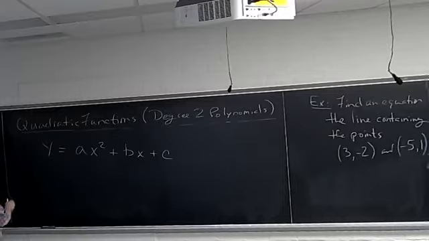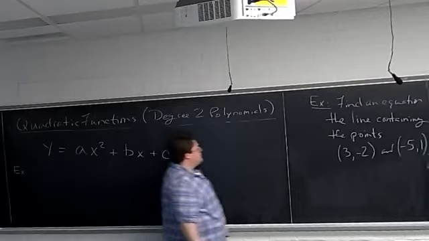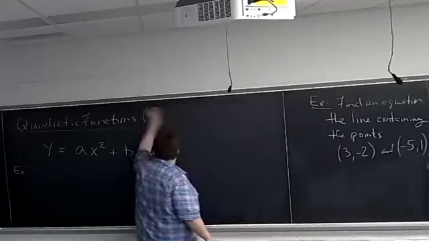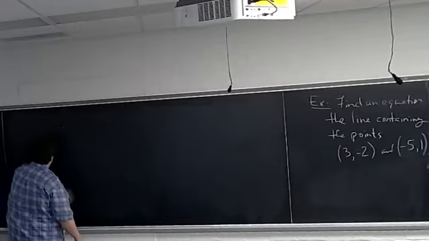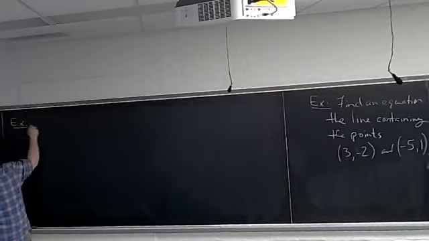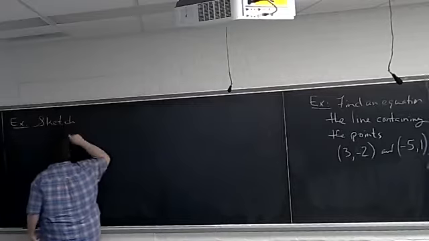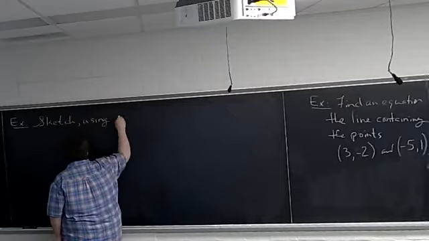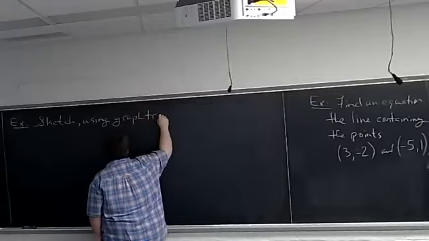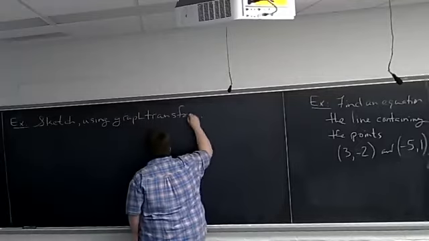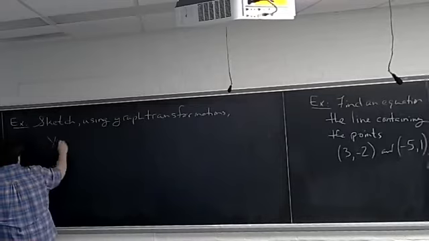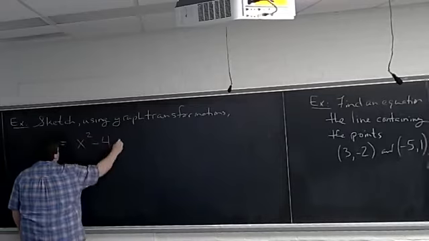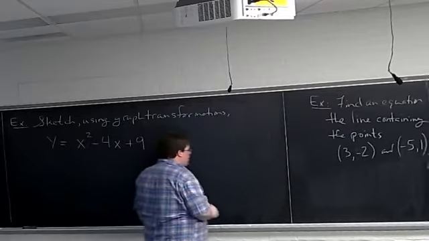Where should I start? Right here is what it is. Actually, I'm going to erase this title because I won't have room over here. Write this at the top of the board. Sketch using graph transformations this function: y equals x squared minus 4x plus 9.